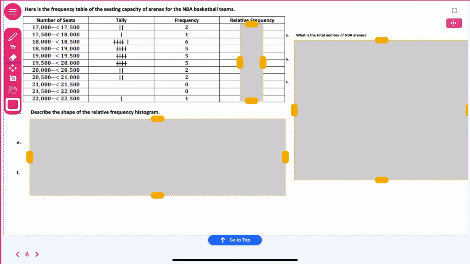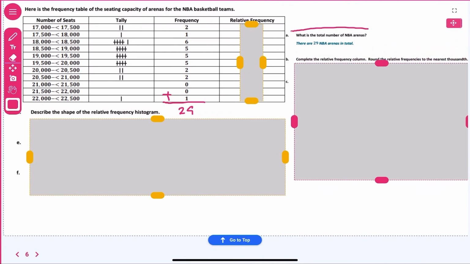So here's the frequency table of the seating capacity of arenas, which is like the stadiums of NBA basketball teams. Come over here to A. It says, what is the total number of basketball arenas? How are we going to get the total number? Remember, all we have to do is add up our frequencies. If we add those up, that would be 29. There are 29 NBA arenas.